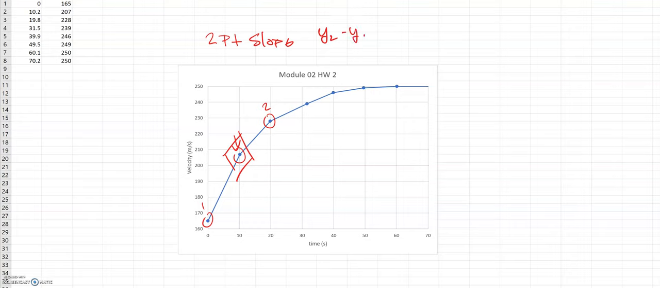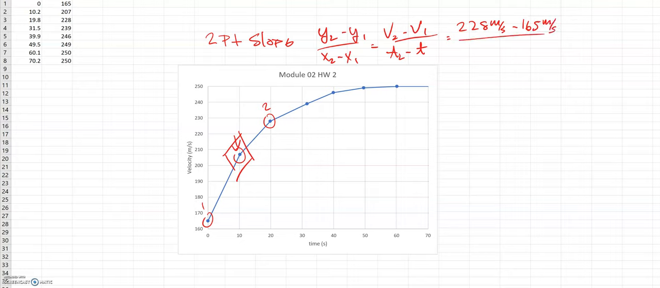And so we use the 2-point slope formula, y2 minus y1 over x2 minus x1, which is just v2 minus v1 over t2 minus t1. And so taking our values from the table, we find that's equal to 228 meters per second minus 165 meters per second, all over 19.8 seconds minus 0 seconds.